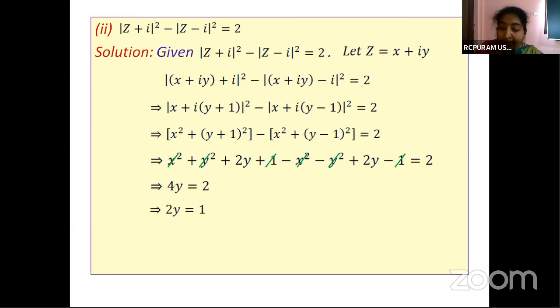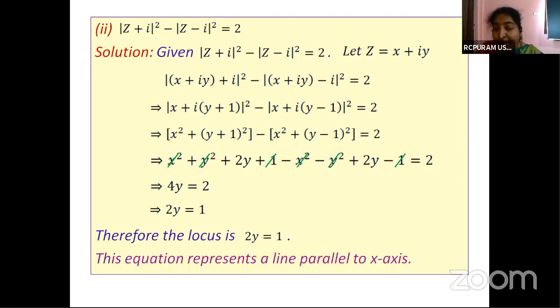Now, what is it that you are getting as the locus? The locus is nothing but 2y equal to 1, or we can write y is equal to half. Y is equal to k always represents a line which is parallel to the x-axis. This concept we have studied in our 9th class, or a little more than that also, right? The same thing we are applying here. So the equation represents a line parallel to the x-axis.